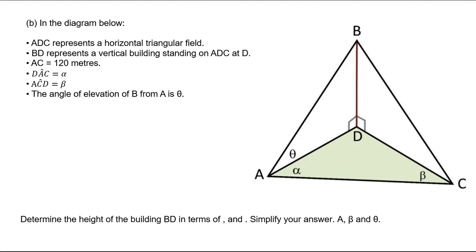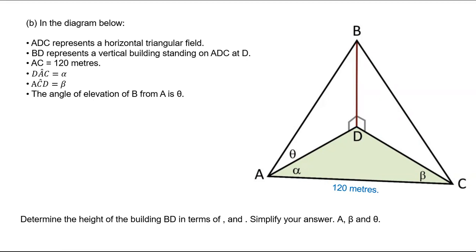And they gave us that angle DAC is alpha and angle ACD is beta. Then they said the angle of elevation of B from A is theta. And they gave us AC, and AC, they said, is 120 meters. So I'll just put it in my diagram. All right. And I will look at this in the next slide thoroughly and label everything.